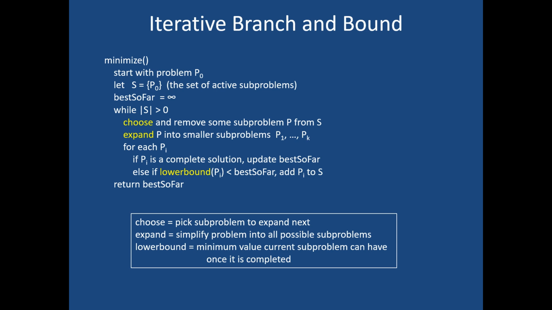So P0 in this case, in the case of the traveling salesman problem, is just some graph. We've got to find the shortest Hamiltonian cycle. So again, we have a set of active subproblems. We have a measure of the best solution we found so far. So it starts out as infinite. Then what we do is, sort of like the backtracking example, iterative backtracking, we pick some subproblem to expand.